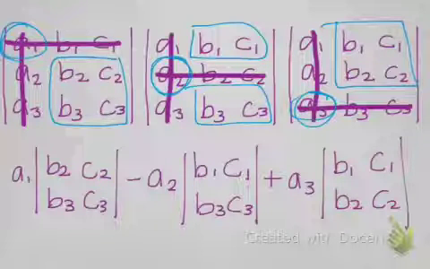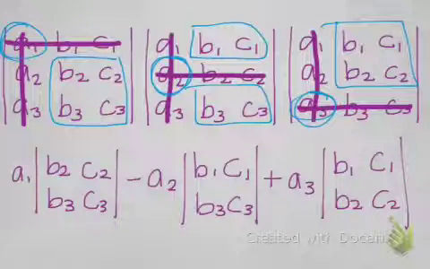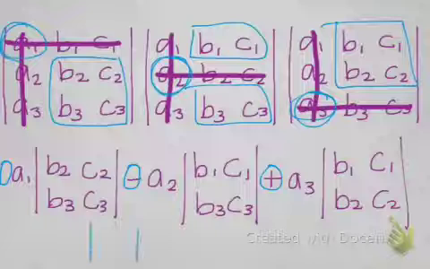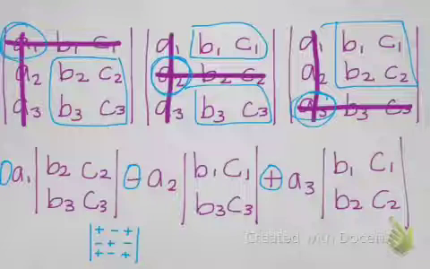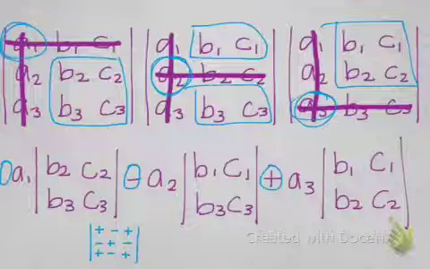And then the last thing is the signs. The way that you determine the signs is you have a matrix that is always going to be the same. It always starts with a plus sign in the upper left corner, and it goes in a checkerboard pattern. So it's always plus, minus, plus, and so on and so on.